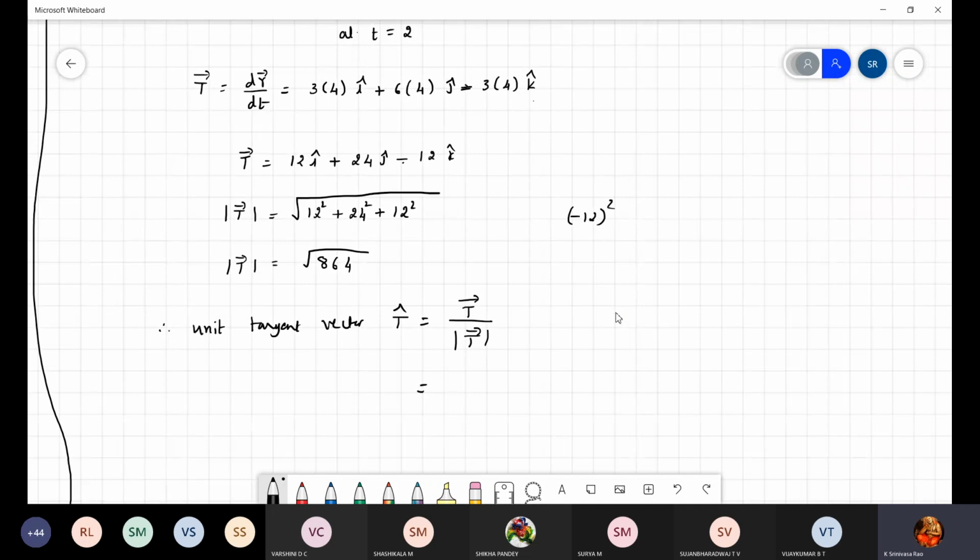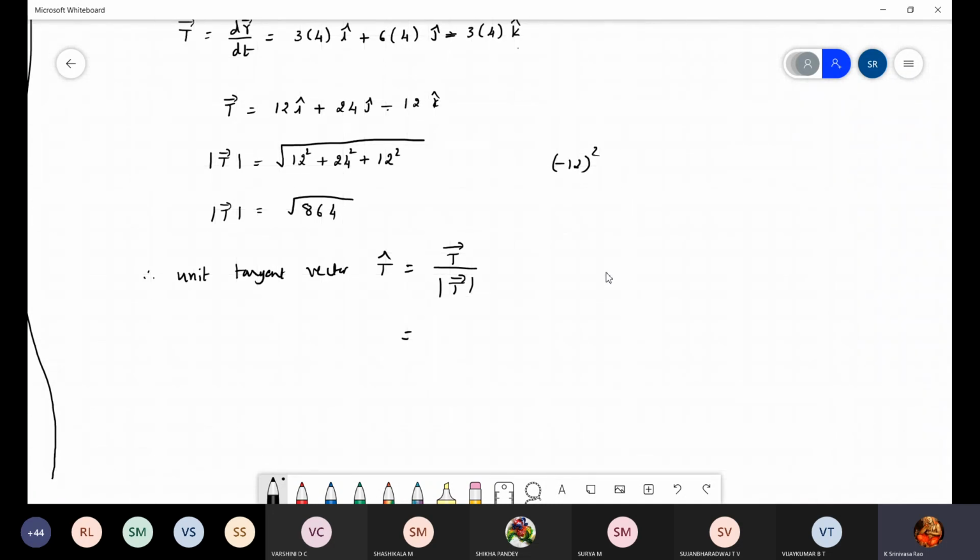So that is equal to, just write down, vector t is 12 i cap plus 24 j cap minus 12 k cap divided by square root of 864. In the numerator I can take 12 common if possible. In the denominator also, if you want to take 12 out of the square root, you can cancel. Otherwise leave it, no problem. This is the unit tangent vector. Yes, got it?